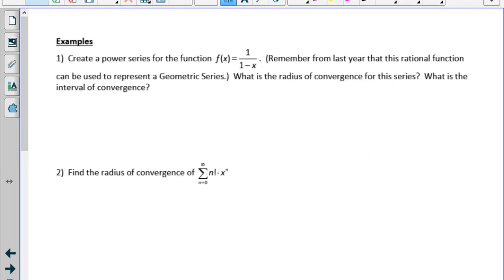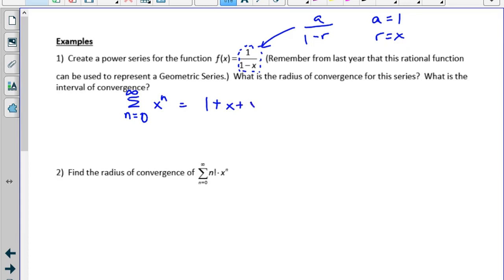Example, create a power series from the function f of x equals 1 over 1 minus x. So if I recall, this looks a whole lot like a over 1 minus r. So that means my a is 1 and my r is x. So that means this looks a lot like the sum from n equals 0 to infinity of 1 times x to the n. So that's going to be 1 plus x plus x squared plus x cubed plus x to the fourth plus x to the n.